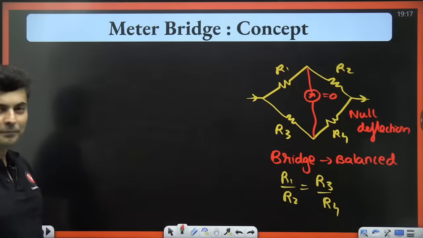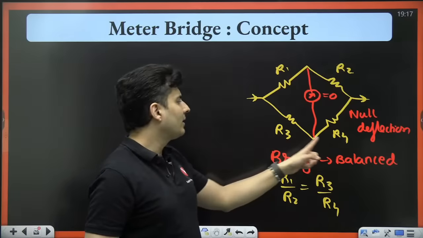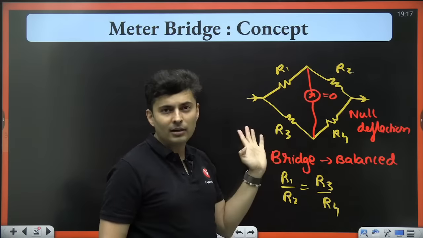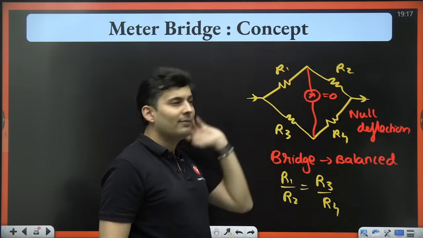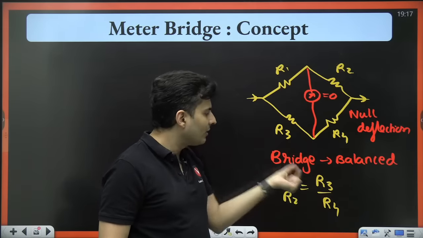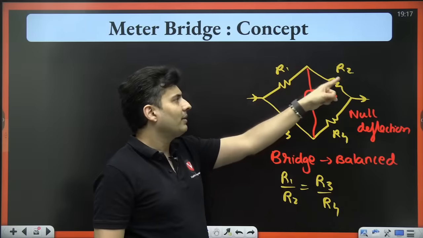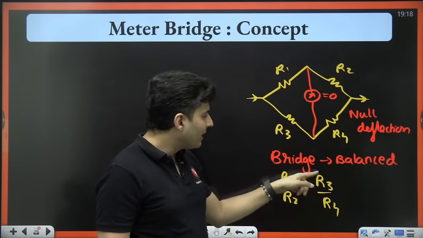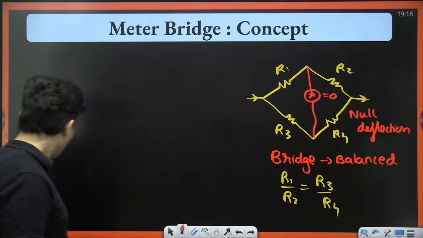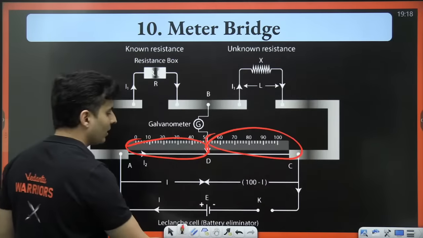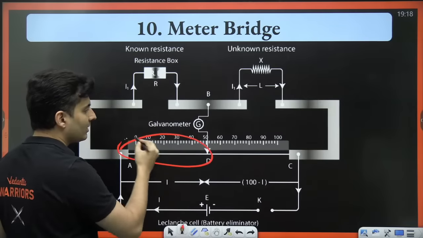just like over here. If I know R3 by R4, the ratio, then if R1 is known, I can find R2. If R2 is known, I can find R1. So if I know this ratio, R3 by R4, I can find R1 if I know R2. I can find R2 if I know R1. Now this ratio of R3 by R4, if you notice over here, R3 by R4 will be proportional to the length.